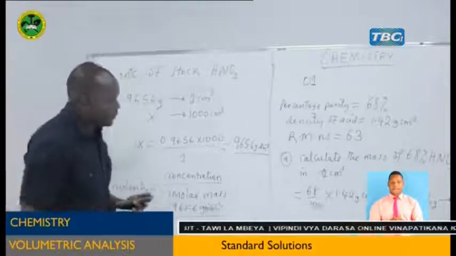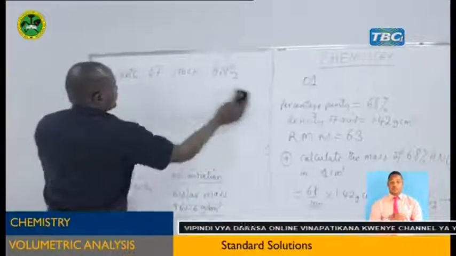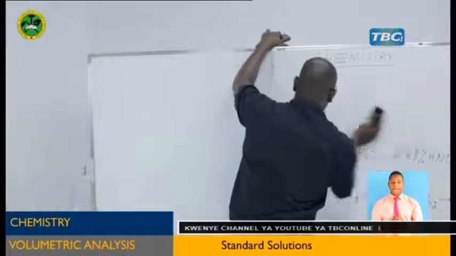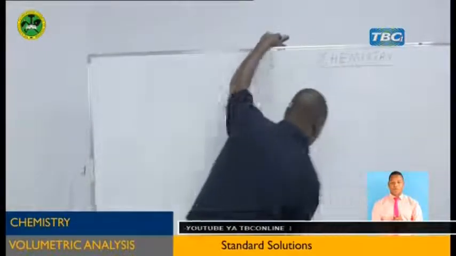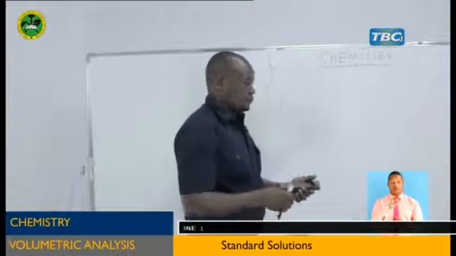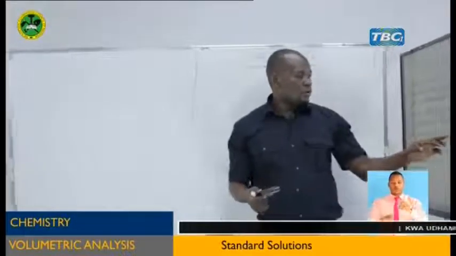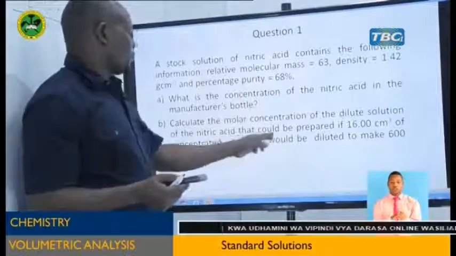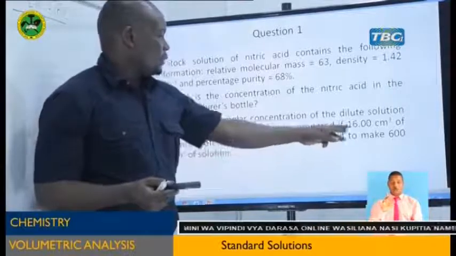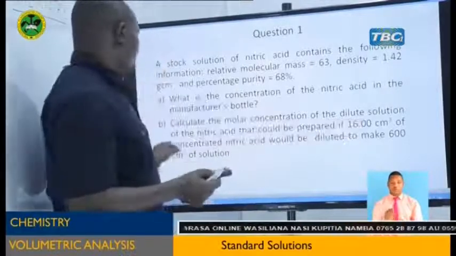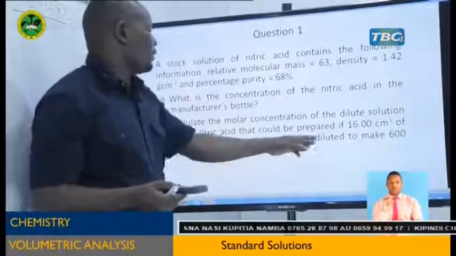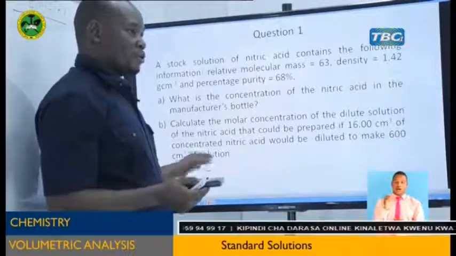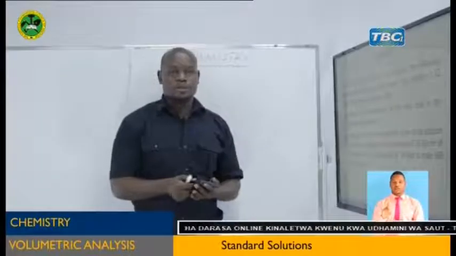Now, part B. On part B, we are asked to calculate the molar concentration of the dilute solution of the nitric acid that could be prepared if 16.00 cubic centimeter of concentrated nitric acid would be diluted to make 600 cubic centimeter of the solution. So this is about the application of dilution law.